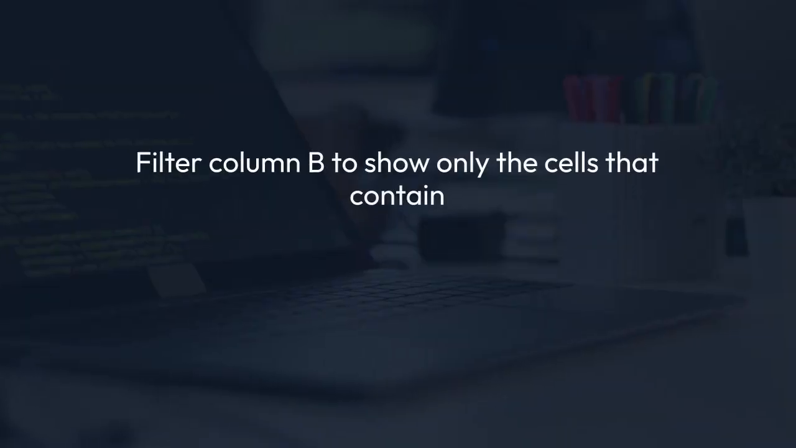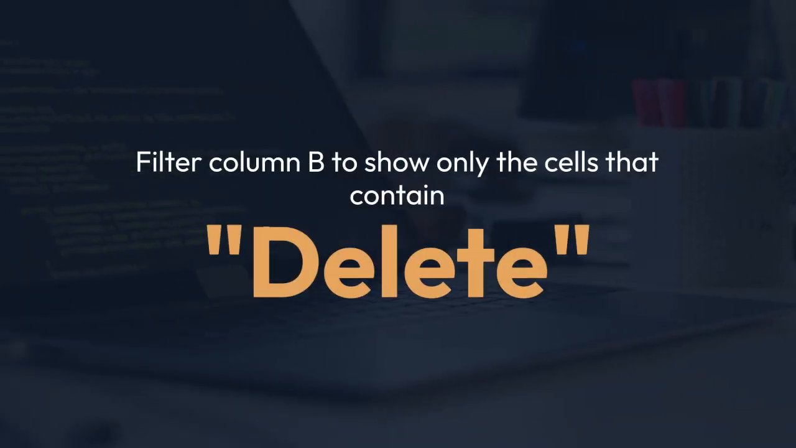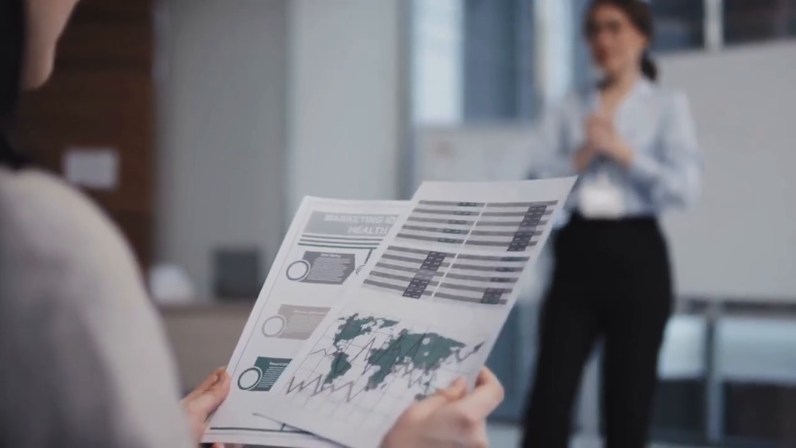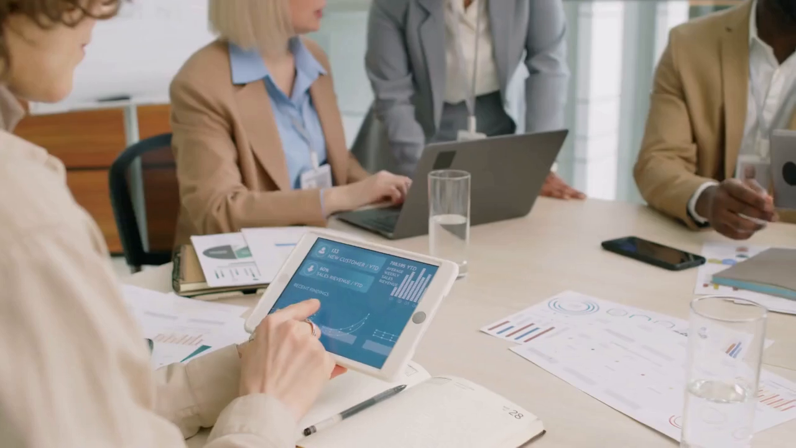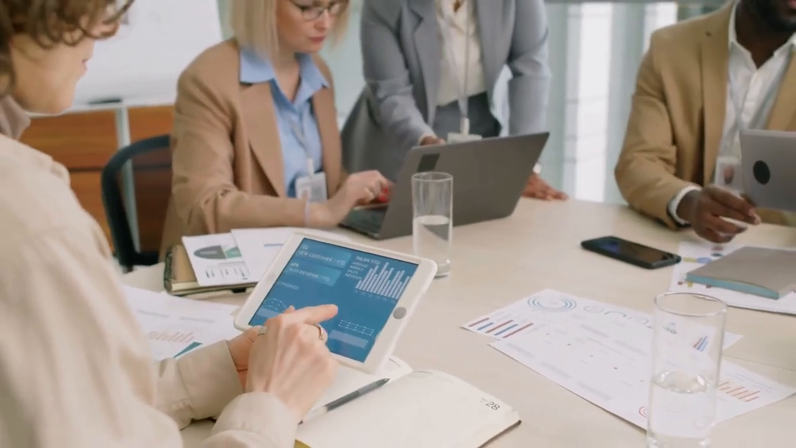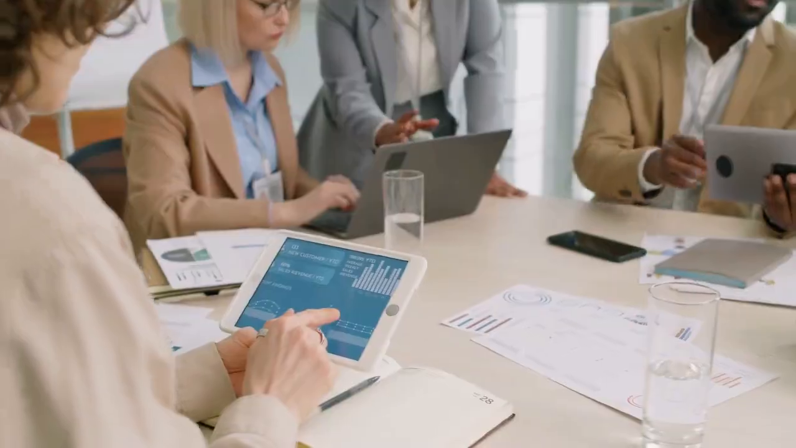Now filter column B by selecting the filter option, usually a drop-down arrow in the header. Filter column B to show only the cells that contain delete. This will select all the rows with highlighted cells. Then select the entire filtered range in column A and simply delete the data. Remember to unfilter the column afterward.